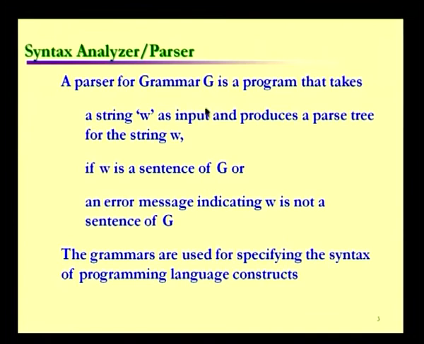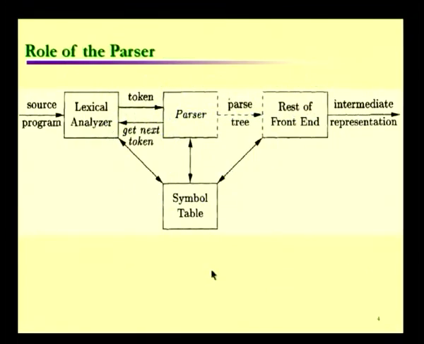The definition says a string w is taken as input and the parser produces a parse tree for the string w, provided w is a sentence of the grammar G, or it will give you an error message indicating that w is not a sentence of G. Grammars are actually used for specifying the syntax of programming language constructs, including expressions, declarations, statements, etc. So, when you look at the role of the parser, the parser lies here.